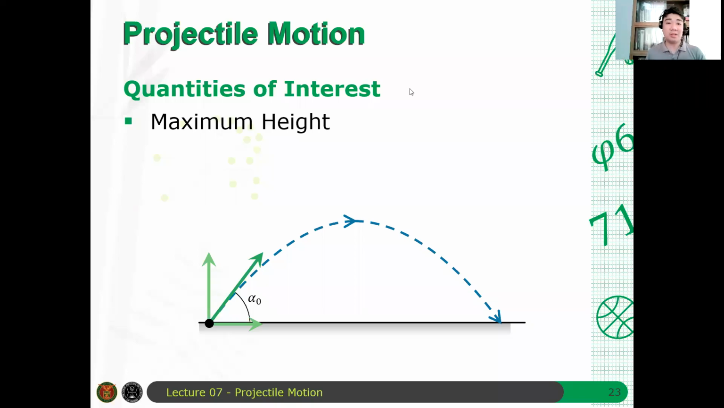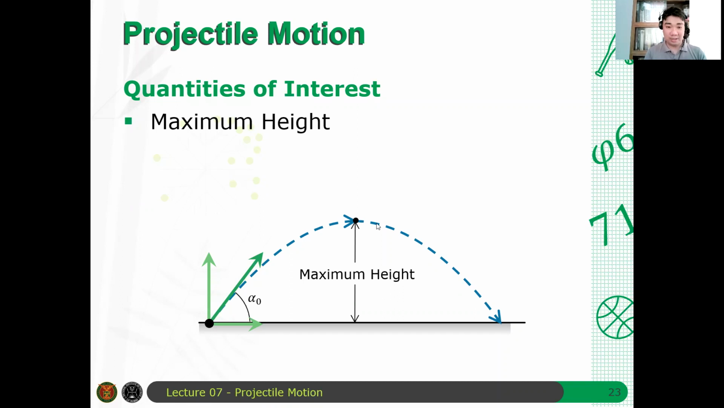Now, there are different quantities of interest for a particle in projectile motion. So the first one is your maximum height, given by this one. That height here is the maximum height.